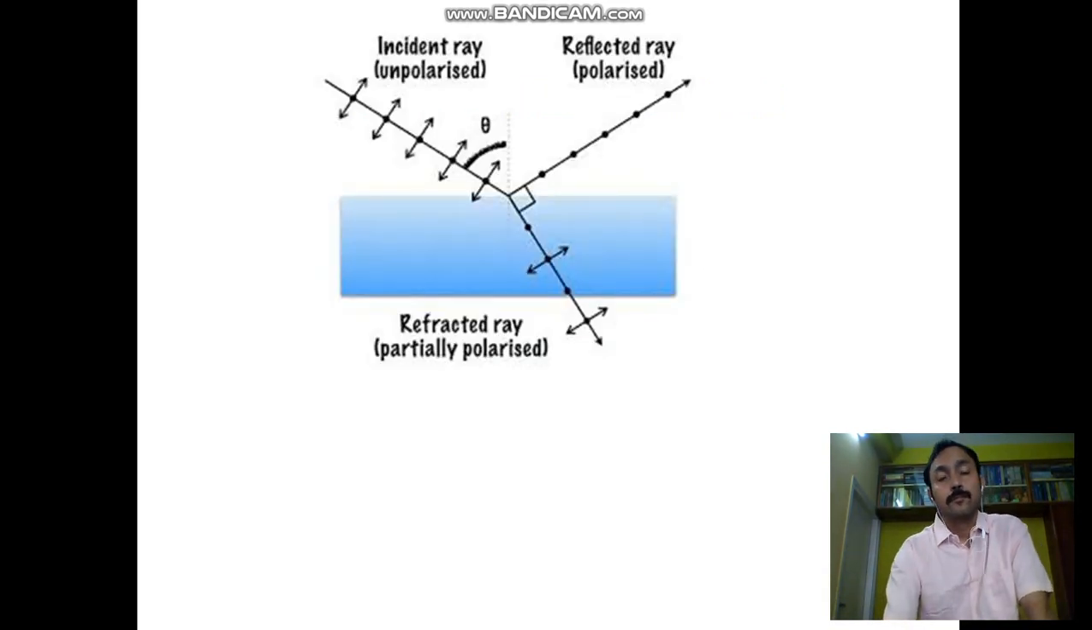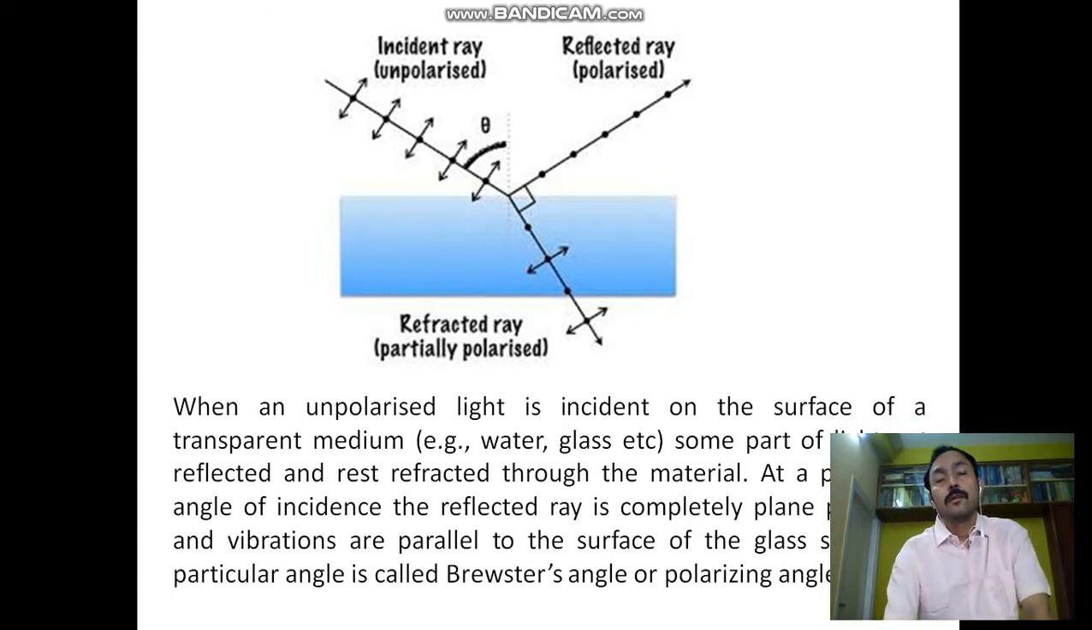This is the incident ray falling at an angle of theta. When unpolarized light is incident on the surface of a transparent medium, for example water, glass, etc., some part of light gets reflected, this is reflected, and some part of light is refracted through the material. At a particular angle of incidence, the reflected ray is completely plane polarized and vibrations are parallel to the surface of the glass slab. This particular angle is called Brewster's angle.